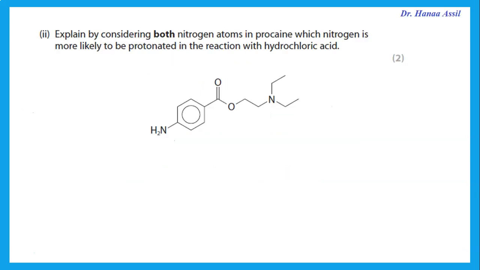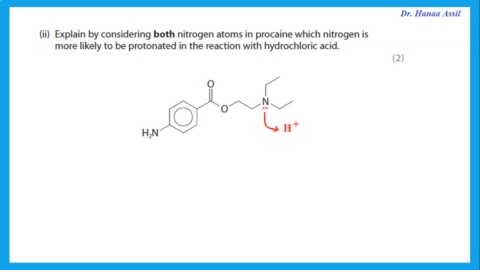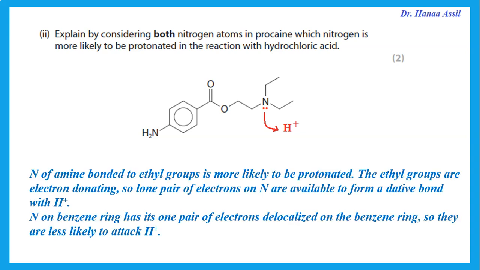Explain by considering both nitrogen atoms which nitrogen is more likely to be protonated in the reaction with hydrochloric acid. Remember which of these has the lone pair of electrons available. The amine on the left would have its lone pair of electrons delocalized into the benzene ring, so it's not available. This one has its lone pair of electrons available to make a dative bond with the H+, so this is the one that would react.